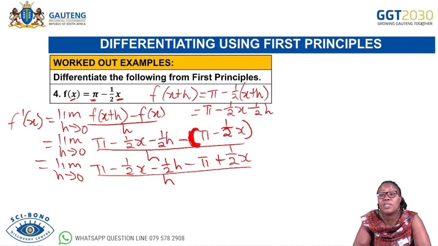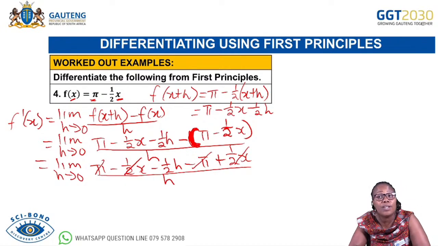Oh, you said something about cancellation after simplifying. Okay, half x minus half x, minus pi plus pi. We cancel only if it is opposite sign, because pi minus pi is 0. Half x minus half x is 0. That is why we are cancelling that, because they are giving us zeros. They are not just disappearing, eh? They are giving us a 0 when we subtract.